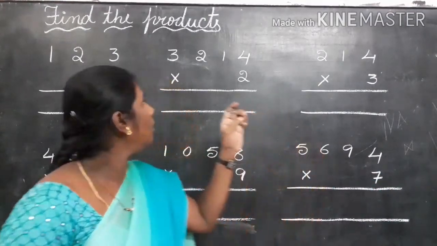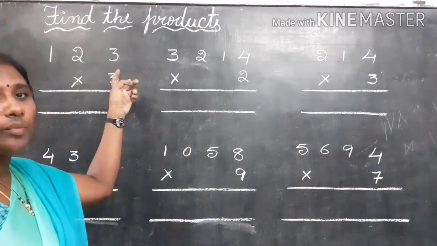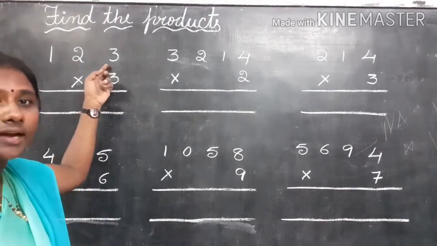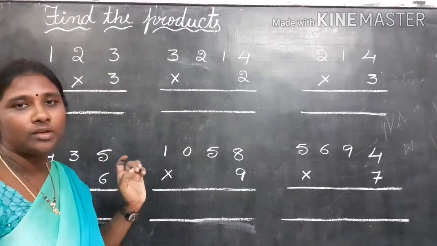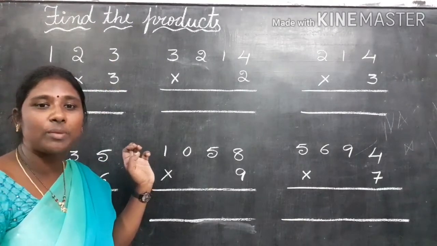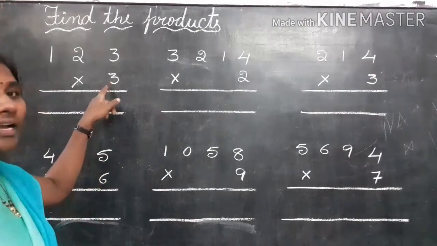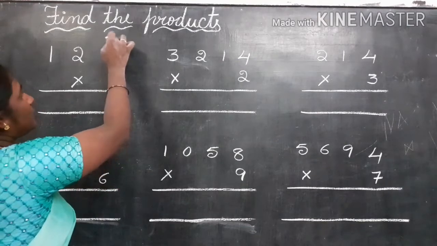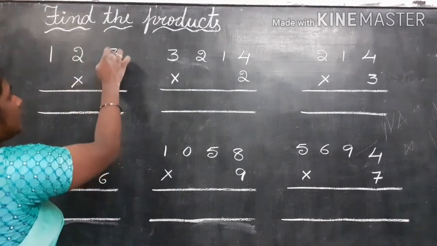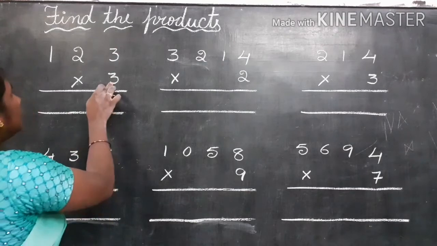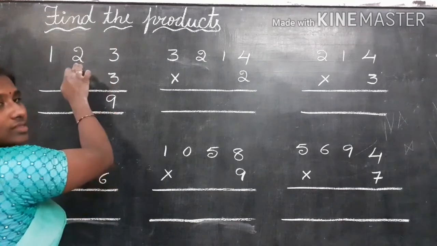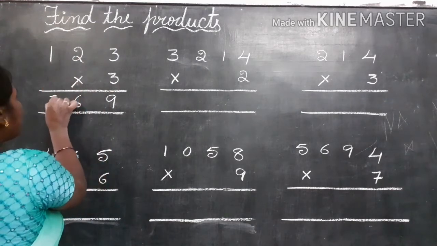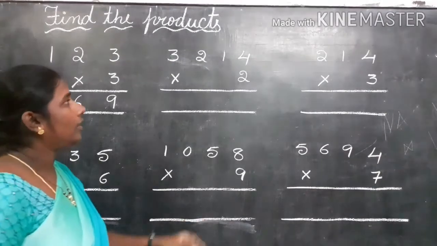Now in that first one, 123 into 3. Here we have to multiply these by 3. While we are multiplying, we always have to start the multiplication from the ones place. So multiply with the ones place. 3 3s are 9. Next, the tens place: 3 2s are 6. Next, the hundreds place: 3 1s are 3.